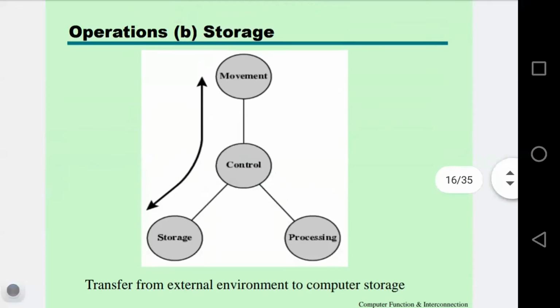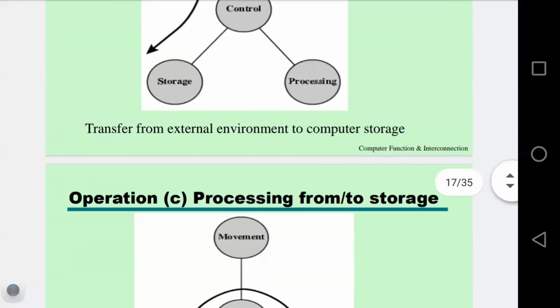The second one is storage. In storage, data movement is there. Either data is coming from the external environment to the computer and it will be stored into the hard disk. So that is data storage: transfer from the external environment to the computer storage. This is one kind of operation.